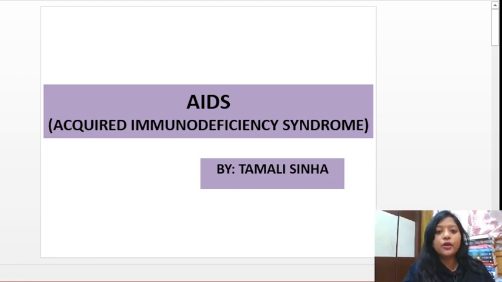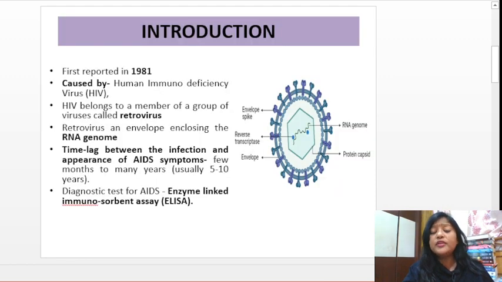So moving on, first I would like to introduce to you what is AIDS. What is the full form of AIDS? Acquired immunodeficiency syndrome. When was the first time that AIDS was reported? It was first reported in 1981. What causes this AIDS? AIDS is caused by a virus known as human immunodeficiency virus, HIV.